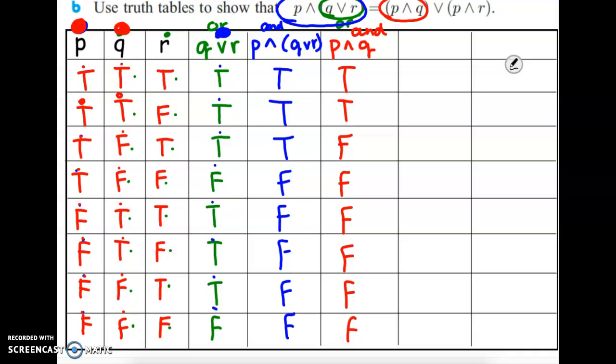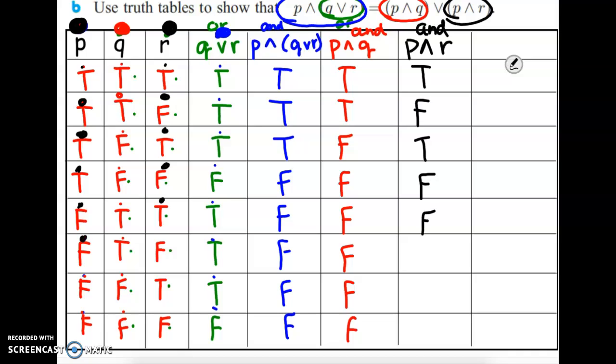Change colors. Now we do this piece. P and R. So another conjunction. It means both of them have to be true. So the letters we're working with are column 1 and column 3. We want both of them to be true. So true and true, true. True and false, false. True and true, true. True and false, false. False and true, false. False and false, false. False and true, false. False and false, false. We're almost there.